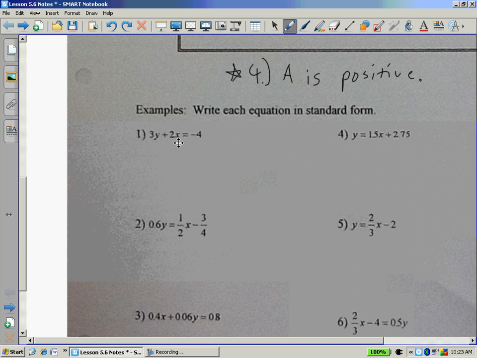Okay, 3y plus 2x equals -4. Now remember, standard form is ax plus by equals c. Now, we don't have the x in front, so we're going to switch these using commutative property of addition. And we have ax plus by equals c. This is correct. 2, 3, and negative 4, excuse me, do not have any common factors. So 2, 3, and 4 also are integers. These are both not 0, and A is positive, so this is standard form.